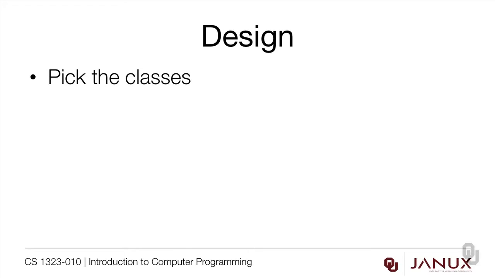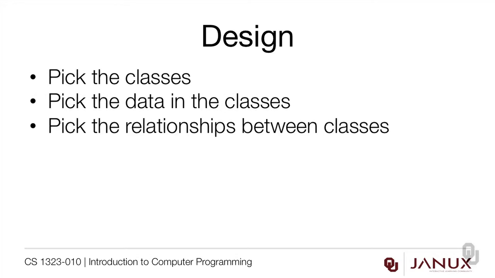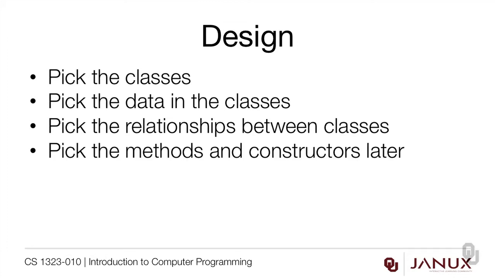The first thing I do is pick the classes. Then I pick the data in the classes, and then I pick the relationships between the classes. After all that's done, then I pick the methods and the constructors. The reason is this forces me to think about the big items, particularly the relationships, early in the design process. The later you get in the design process, the more ownership you're going to feel of the design, and the harder it's going to be for you to make changes to it. And so you want to make sure that the big items are handled first.